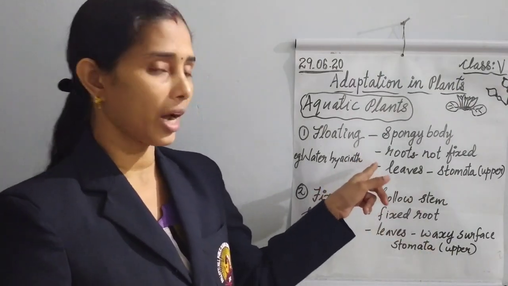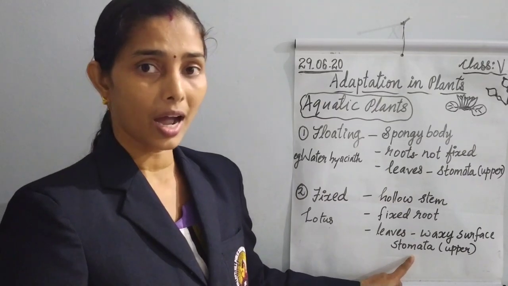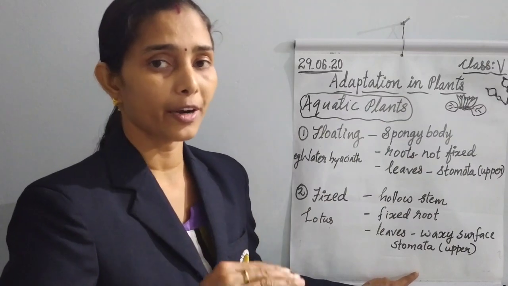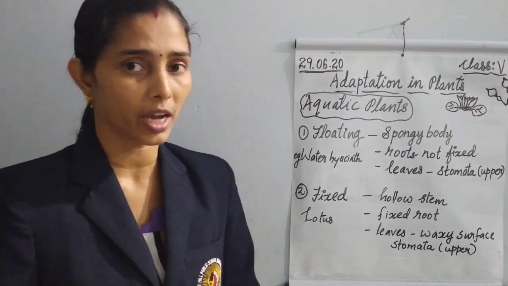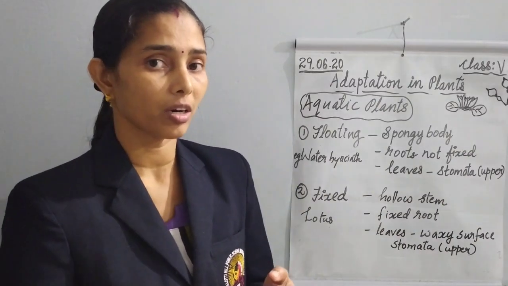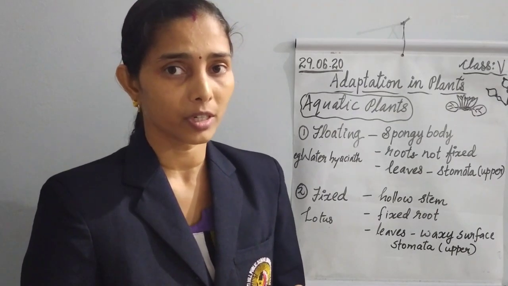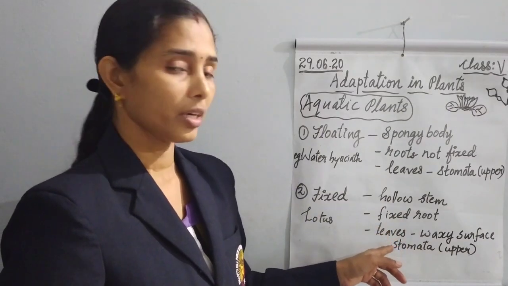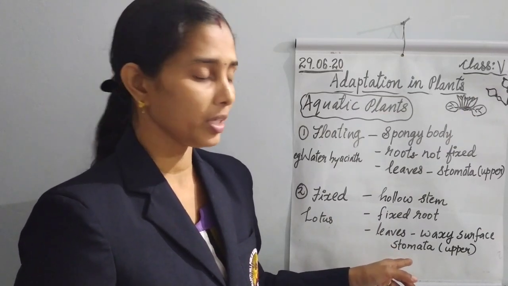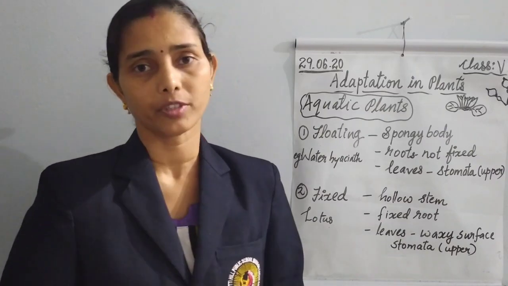Like these floating plants, their leaves also have the stomata on the upper side of the leaf. Why is it the upper side? Floating plants also do gas exchange. When the stomata are on the below surface of the leaf, it cannot do the gas exchange. To do gas exchange, the stomata will be there on the upper surface of the leaf.